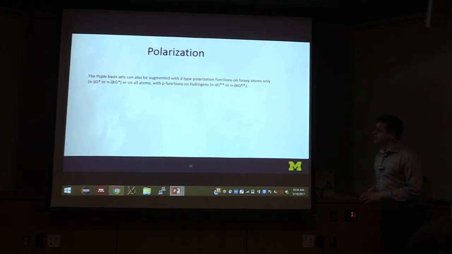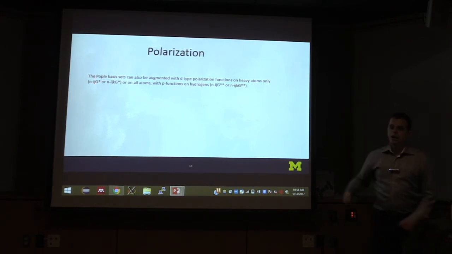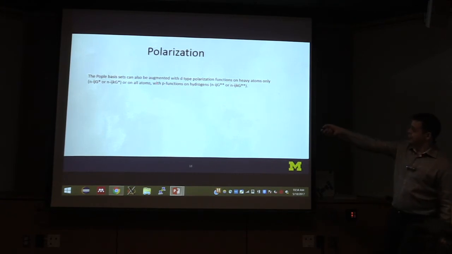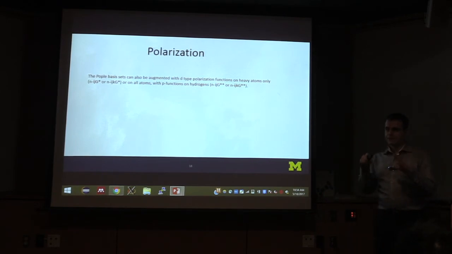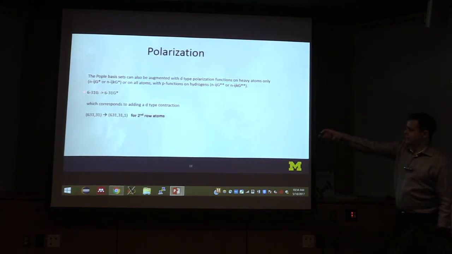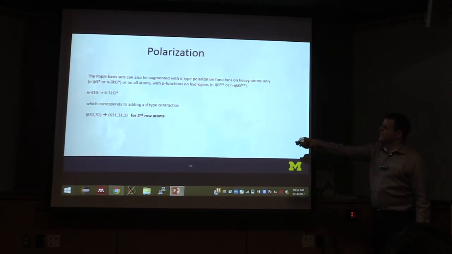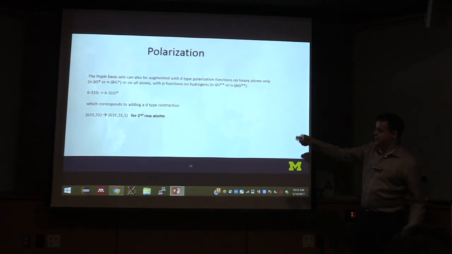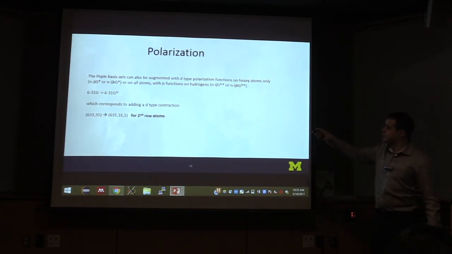So now let's talk about polarization. The Pople basis set can also be augmented with D-type polarization functions on heavy atoms, which looks like a star. Sometimes it's also written as a parenthesis D. And with P functions on hydrogen, which is a double star, or in parentheses PD. So that would look just like this, going from 631G to 631G star. This corresponds, again, to adding D-type contractions on the heavy atoms.